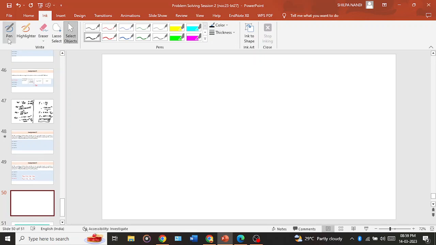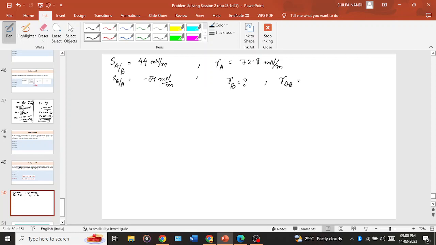So let me see what the values given are. First we'll write the values. S A by B is given as 44 millinewton per meter, and S B by A is given as minus 54 millinewton per meter. Also you have the surface tension of A, which is 72.8 millinewton per meter. You have to find the surface tension of B and the interfacial tension AB.